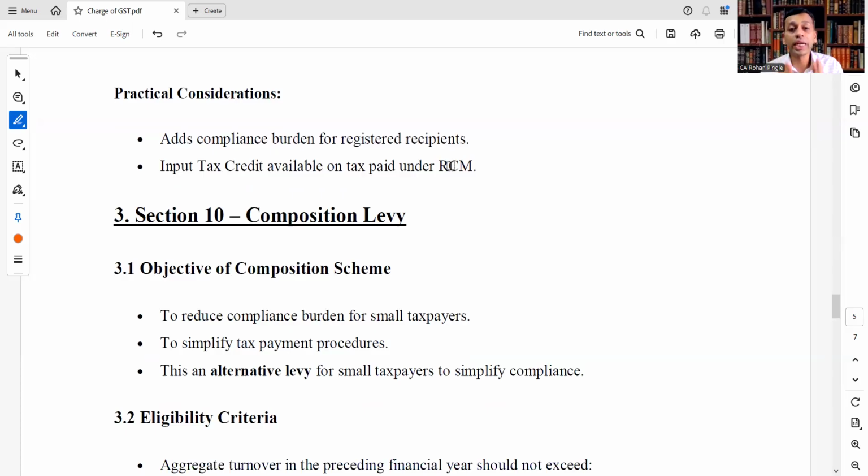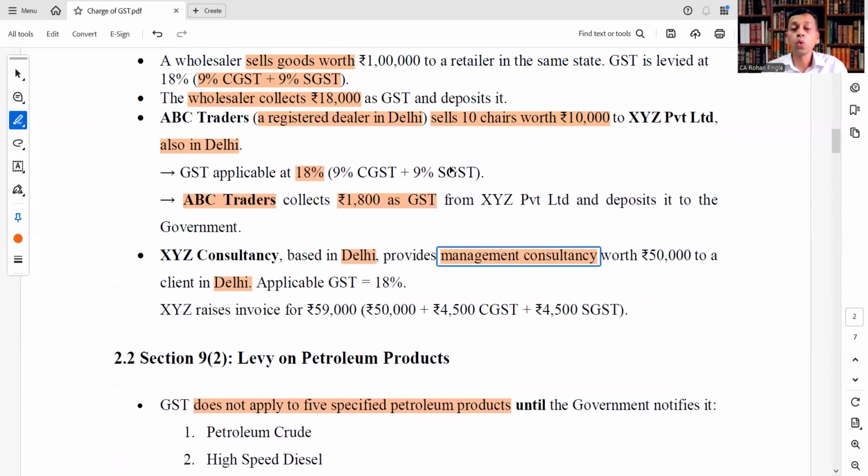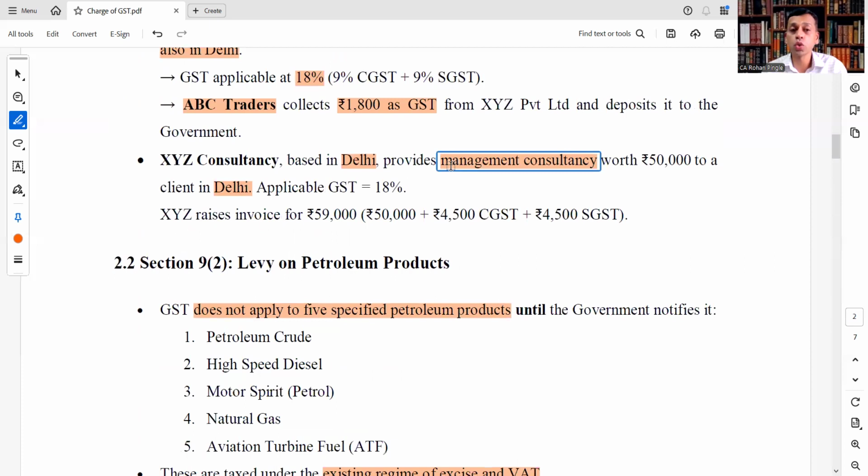So before moving to section 10 composition levy, we will just revise what we have studied till now. We have studied under charge of GST, that is section 9, and we have covered section 9, subsection 1, subsection 2, subsection 3, and subsection 4. Section 9 subsection 1 talks about forward charge. Section 9 subsection 2 talks about RCM, right? Oh, subsection 2, that is section 9, subsection 2 talks about levy on petroleum products. I'm really sorry for that.